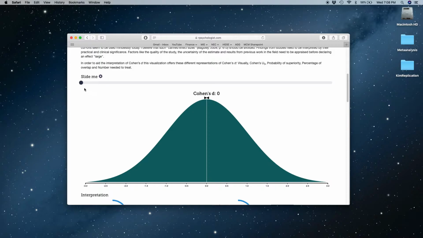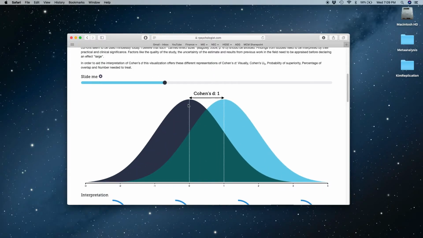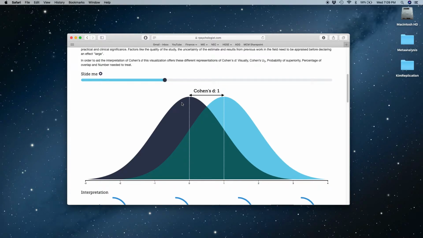So if we have a Cohen's D of 0, say we have a treatment and control group, that means there's no difference in the means of those distributions. Whereas if we have a Cohen's D of 1, that means we have a gap between these mean points of one standard deviation. And you can get a sense by playing with this what each of these values mean that you see in education contexts.